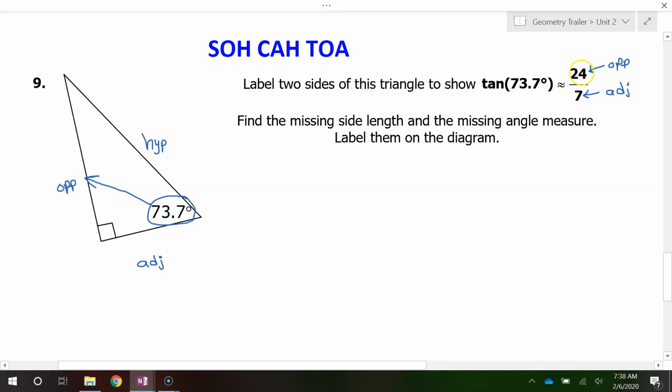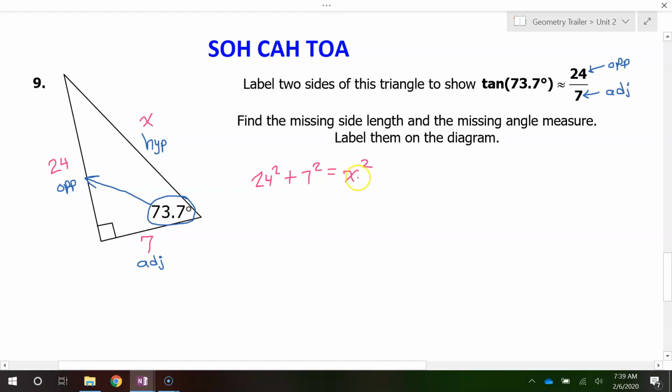All right, so now we can fill in the opposite and the adjacent. The 24 and the 7. Okay, so the opposite is 24, so I can put 24 right here. And the adjacent is 7, so that means this side right here will be 7. That just leaves the hypotenuse. So I'm going to call that x for right now, and I'm going to use the Pythagorean Theorem to find it. So it's going to be a squared plus b squared equals c squared.